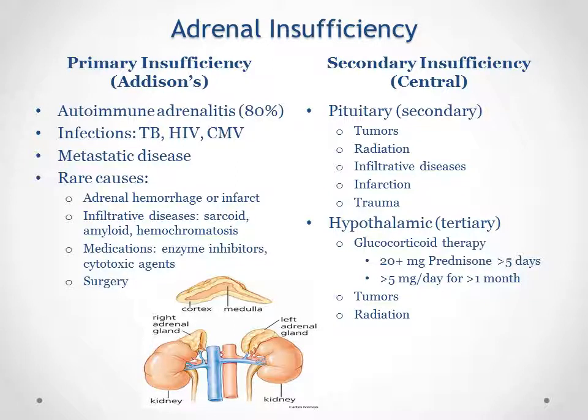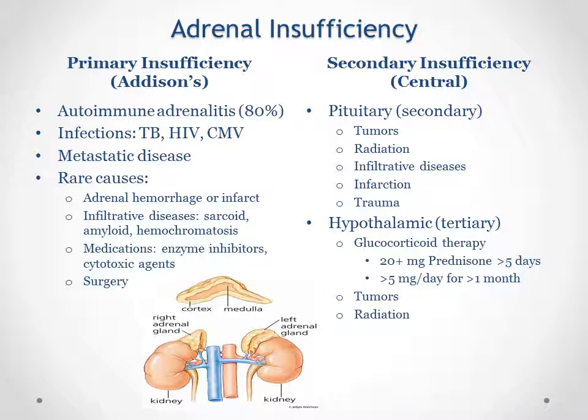If we look specifically at primary insufficiency of the adrenal glands, Addison's is the most common. It is an autoimmune adrenalitis, making up 80% of the primary insufficiency. Other causes would be infections such as tuberculosis, HIV, cytomegalovirus. Also, this condition is seen with metastatic cancer. Some rare causes might be adrenal hemorrhage or infarct, other infiltrative diseases, certain medications, and even the trauma from surgery.